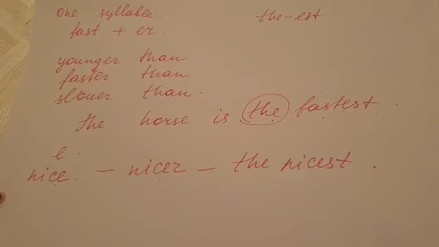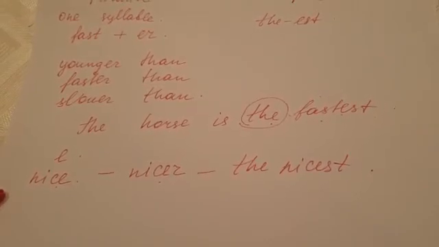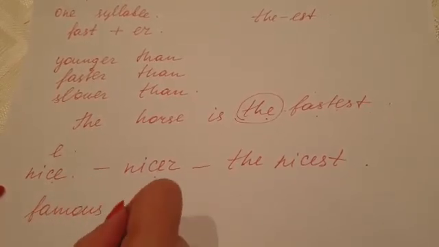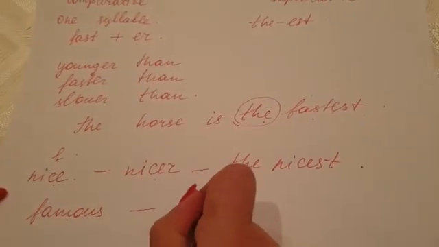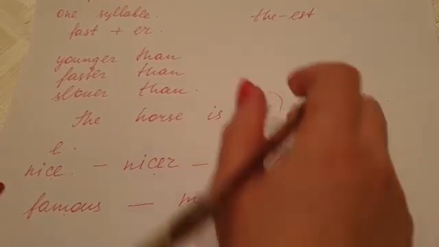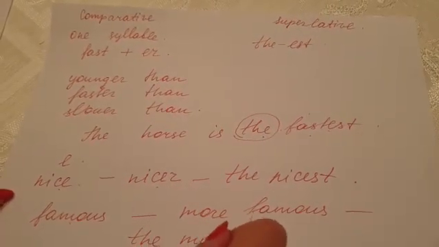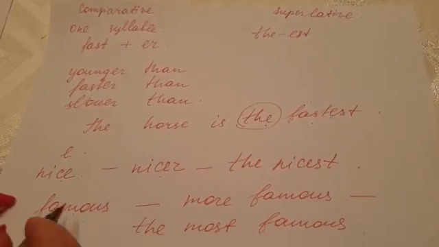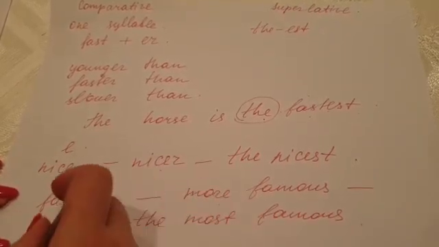Then, if adjectives have two or more syllables, for example, famous, in comparative degree, before famous, we write more famous. In superlative degree, we write the most famous. Famous has two syllables, that's why we write more.